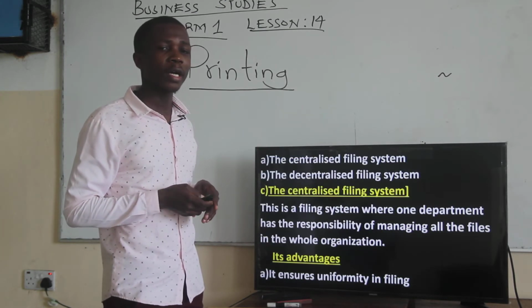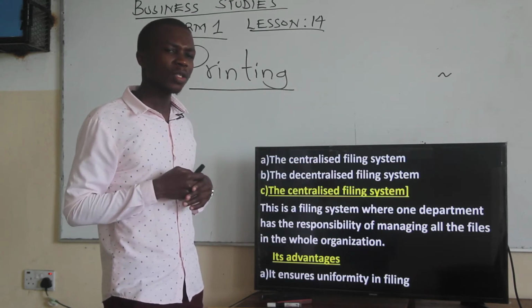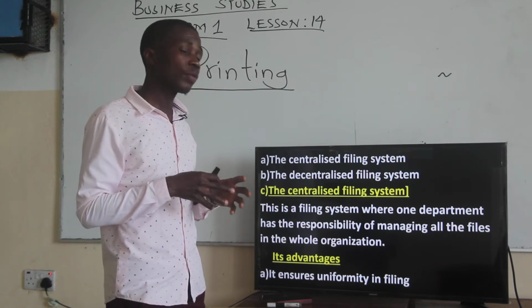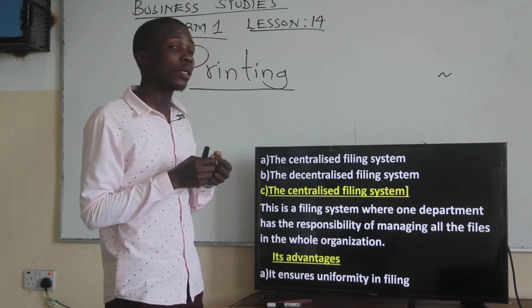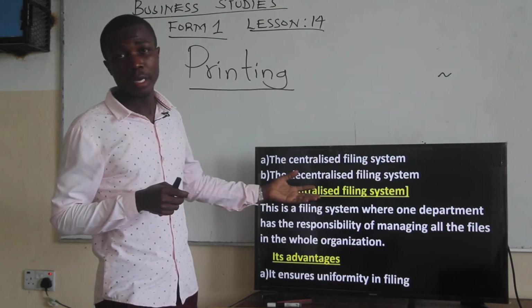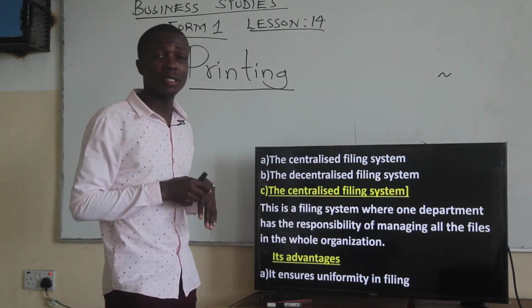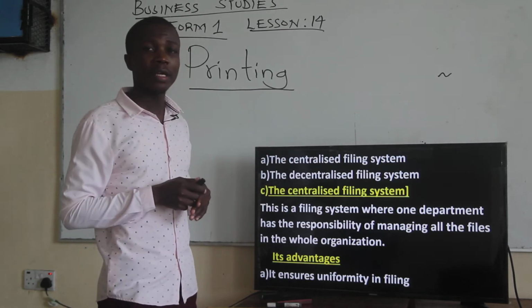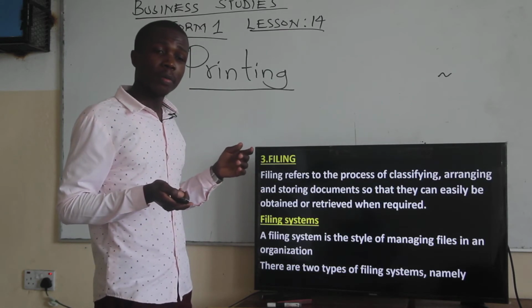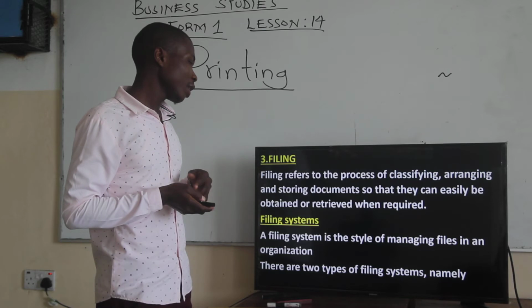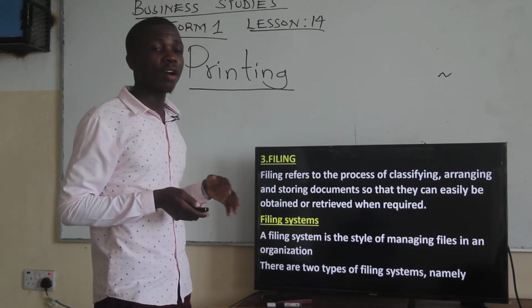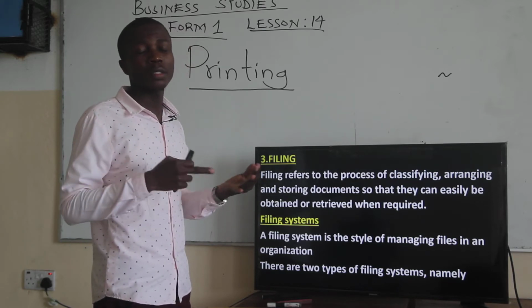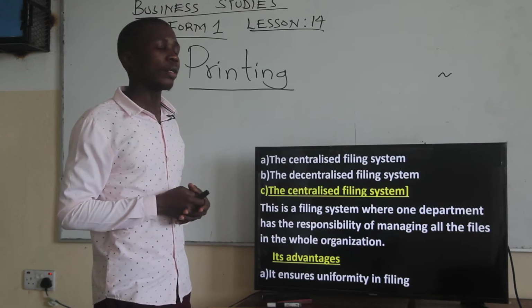The first one is known as the centralized filing system. Centralized means that you place them into one. And I'm going to explain that. Then the next is the decentralized filing system. So these are the methods, or types, of filing system that you have within an organization: centralized and decentralized filing system.